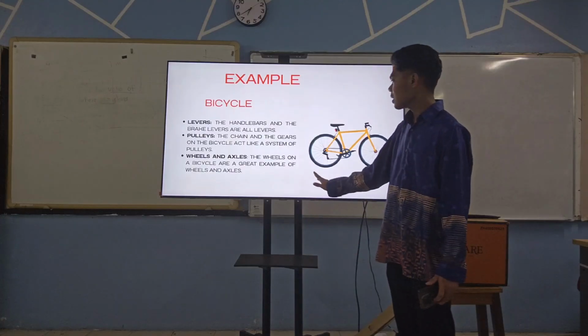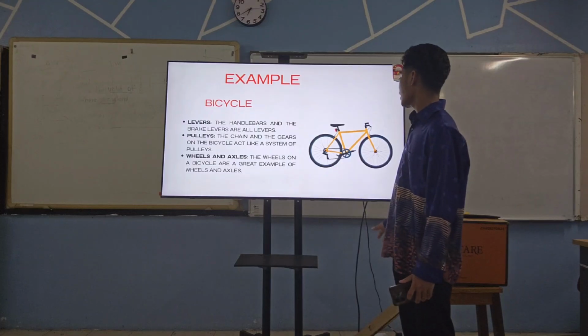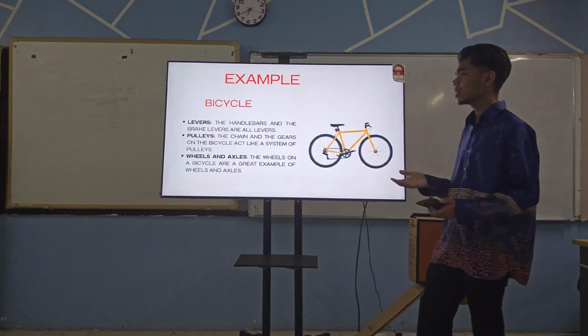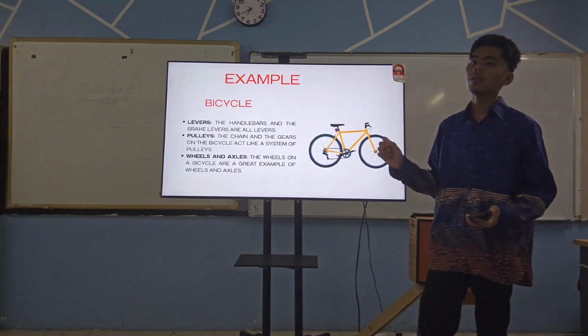Next one is wheels and axles. The wheels on the bicycle are a great example of wheel and axle, because of course the bicycle has a wheel. If the bicycle doesn't have a wheel, how do they move? How do they move? Okay? Good job, group 2.